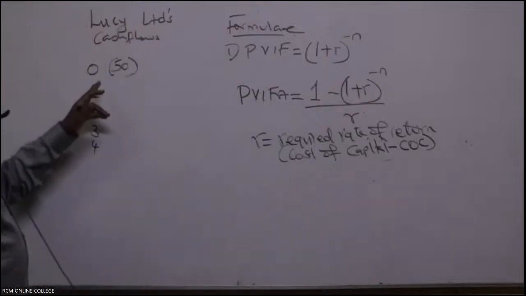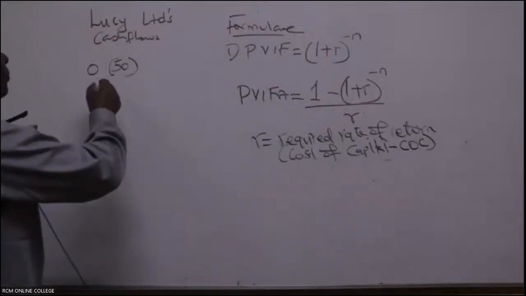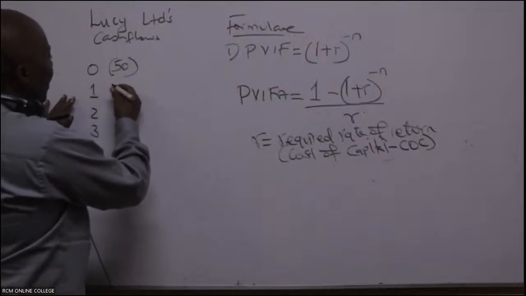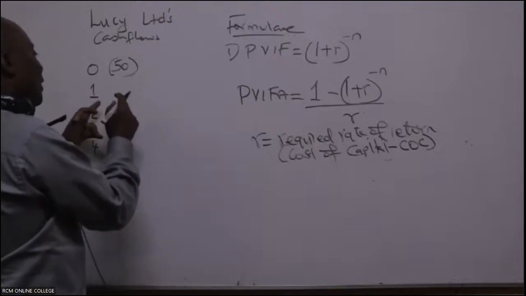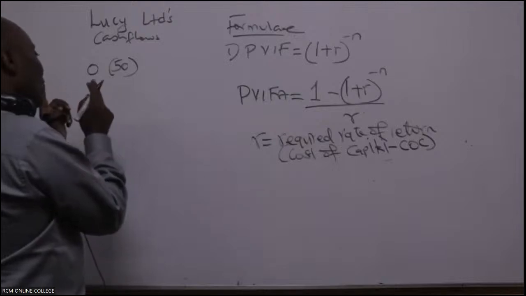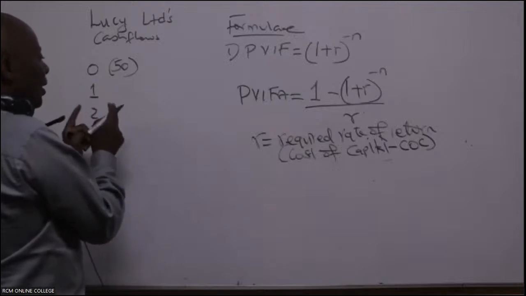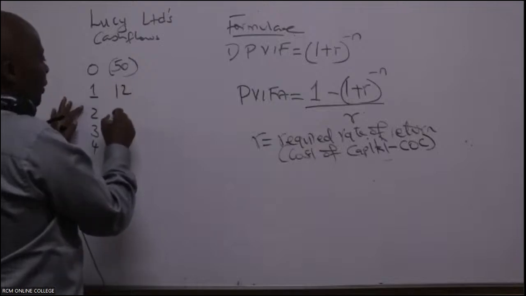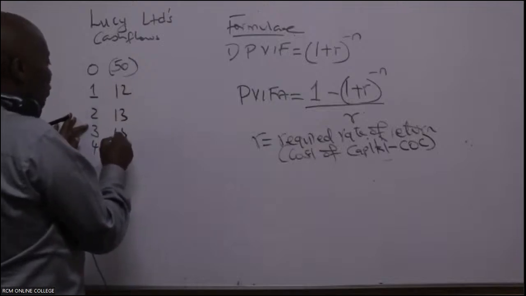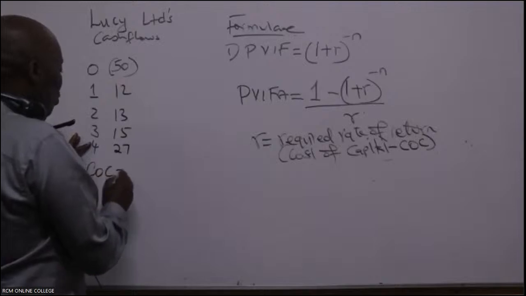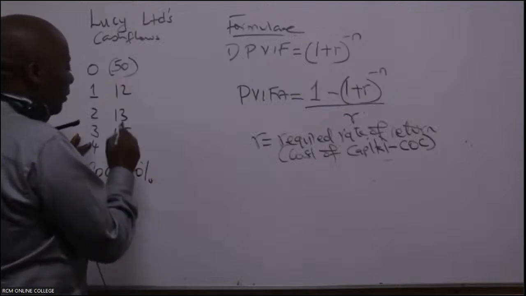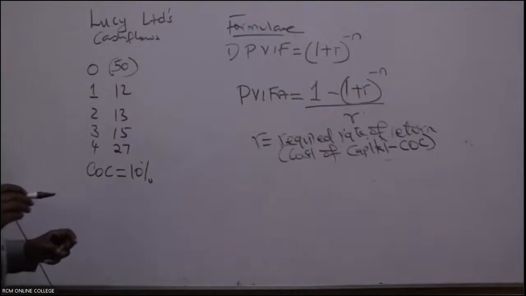So we have 50. This 50 is a cash outflow. And then in year 1 we have 40. Here she gets 12, here she gets 13, here she gets, for example, 15, and here she gets 27. And then we are given what we call COC, which is cost of capital, that is 10%.